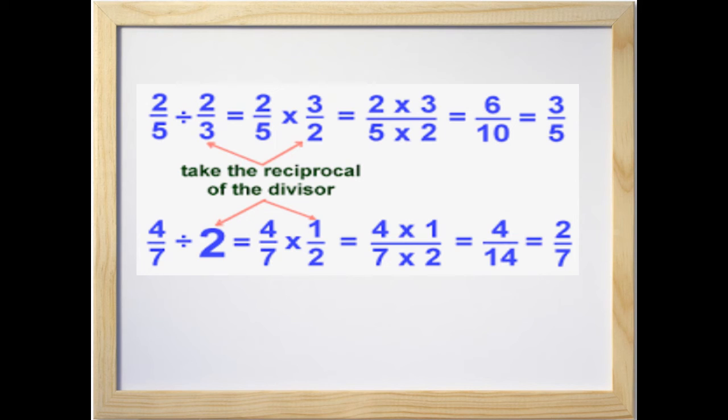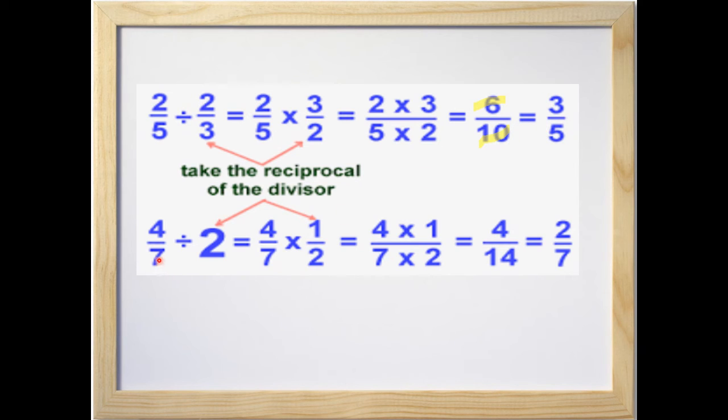But children, 6 and 10 have common factors. So what is the common factor? It is 2. So we will divide both the numbers by 2. 6 divided by 2, we will get 3. 10 divided by 2, we will get 5. Understood, children? So now 3 by 5 is in the simplest form.